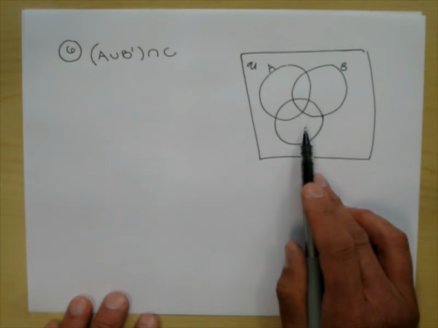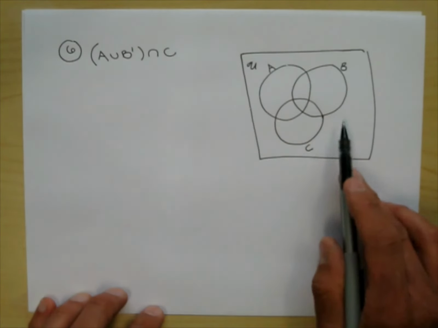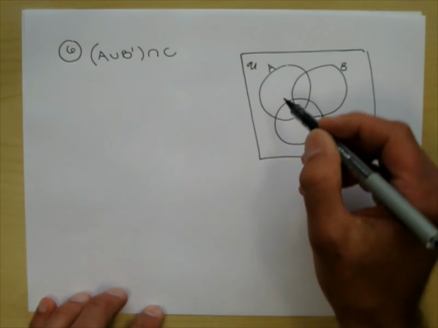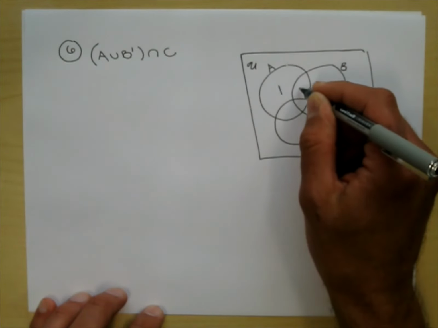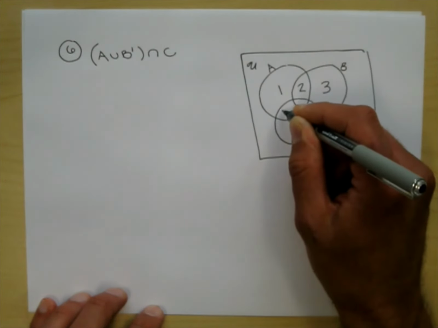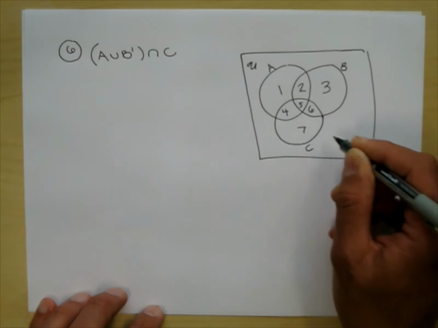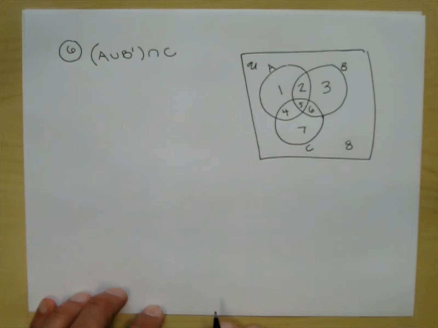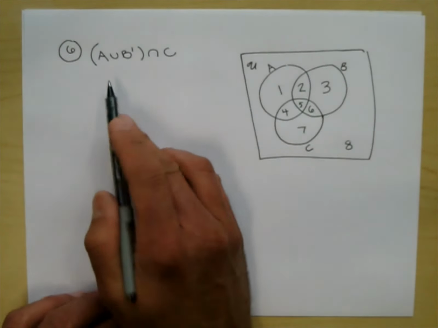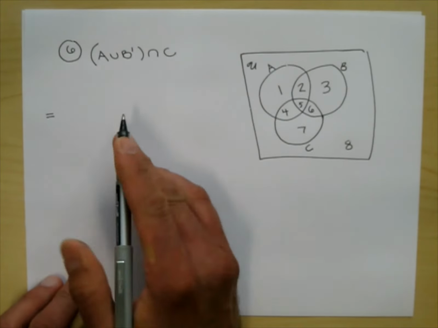And so we're not going to go 1 through 4, but now we're going to go 1 through 8. Any way we want to do that, I'm just going to go like this. 1, 2, 3, 4, 5, 6, 7, 8. Okay, so I've numbered it. And now I'm going to go over here and do the problem.